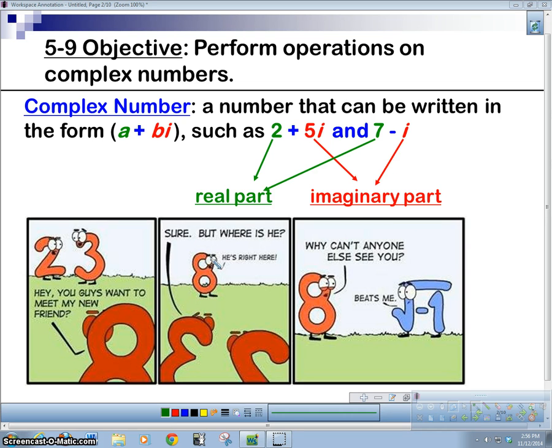So we're going to do that for simplifying in this video, and we're also going to use imaginary numbers when we're solving a quadratic equation. Okay, so let's take a look at some of those. All right, so let's move on to the next slide here.